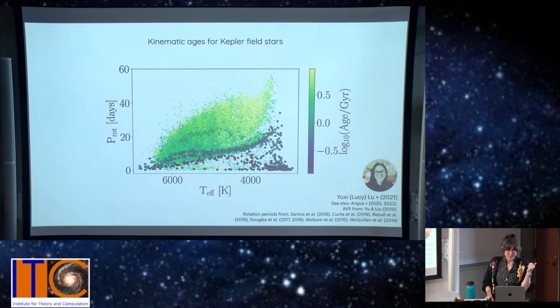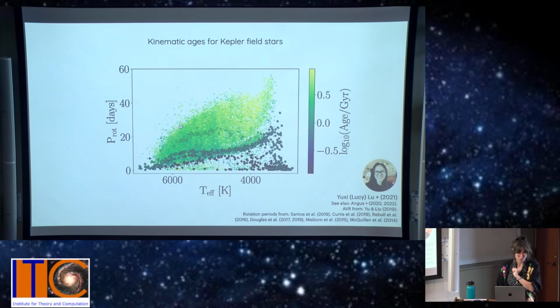And Lucy is actively calibrating a gyrochronology relation now using clusters and these gyrokinematic ages for field stars, which is fantastic because it means we get calibration data up here at long rotation periods and old ages for low mass stars for the first time. And Lucy's visiting soon, I think on the 21st, giving a CFA seminar. So I recommend going to check out her talk. I think she's going to talk about this and about galactic archaeology.